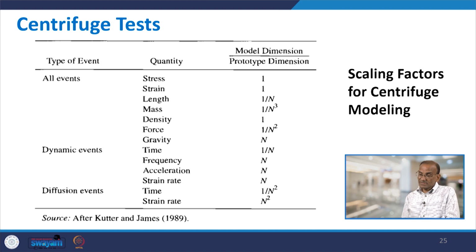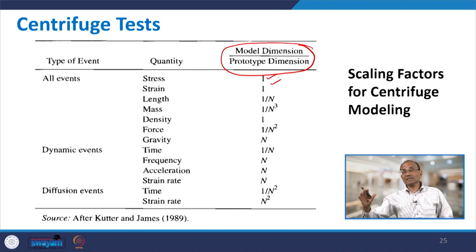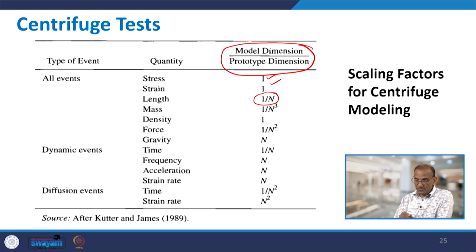Let us first concentrate on the last column. The last column is nothing but the ratio of model dimension to prototype dimension. Because the prototype dimension is already known, you can find what the model dimension will be. For example, stress and strain have one unit. That means stress and strain will remain the same between model as well as prototype. Length required for the model is 1 by n of the prototype dimension. So, if n is 100, you require only 1 by 100 length compared to the prototype.